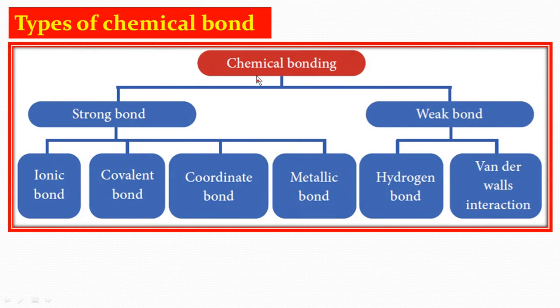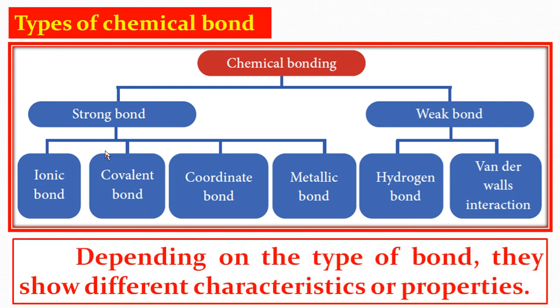Chemical bonds are classified into two: strong bond and weak bond. Strong bonds are classified into ionic bond, covalent bond, coordinate bond, and metallic bond. And weak bonds are classified into hydrogen bond and van der Waals interaction. In this class, we only have to study the strong bonds, only three types: ionic bond, covalent bond, and coordinate bond. Other types of bond we will study in the higher classes.